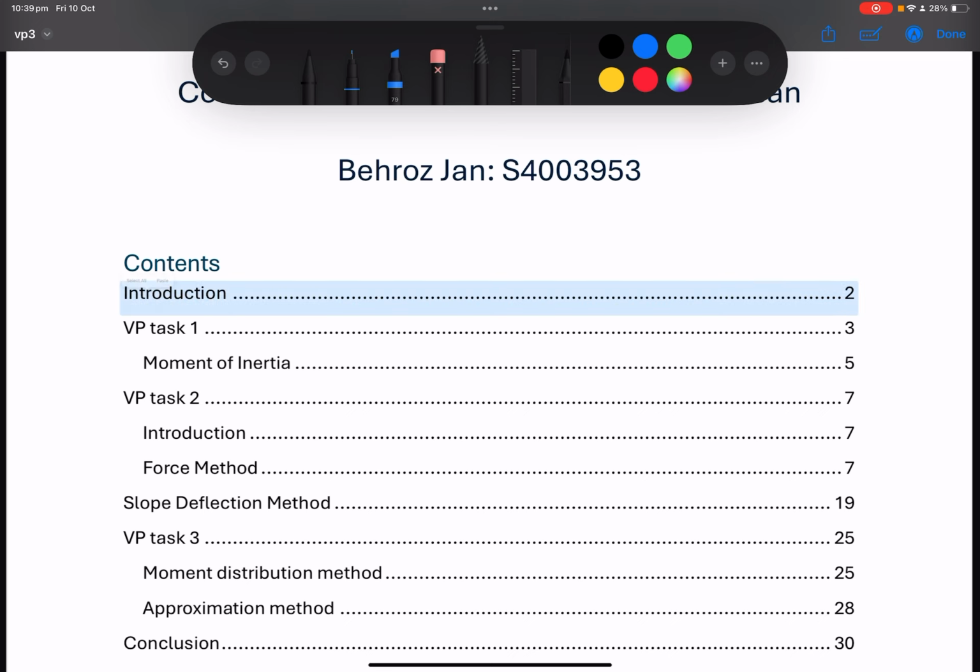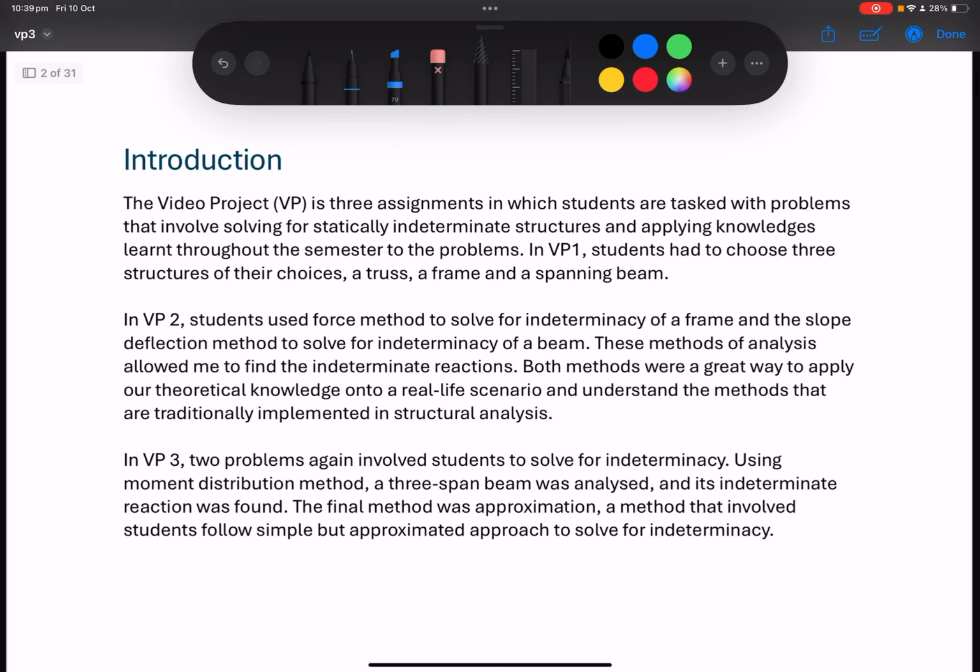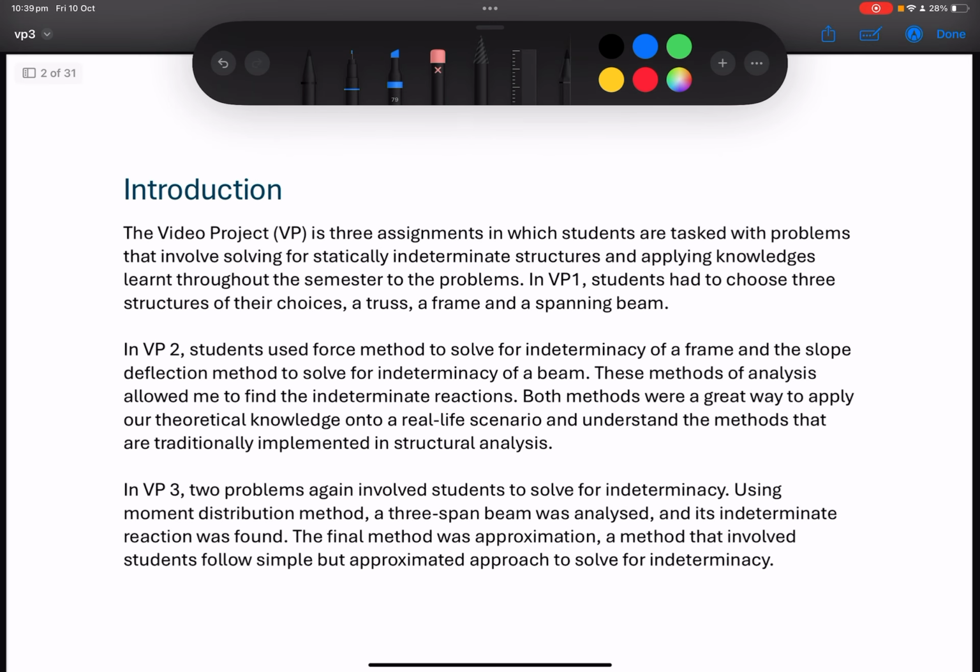We begin with the introduction. The VP task, or video project task, consists of 3 assignments that go throughout the whole semester. VP task 1 involved students going into the real world and choosing 3 structures that they found to be interesting. That needed to be a truss, a frame, and a spanning beam. Students who were lucky enough could find the whole assignment in just one picture.